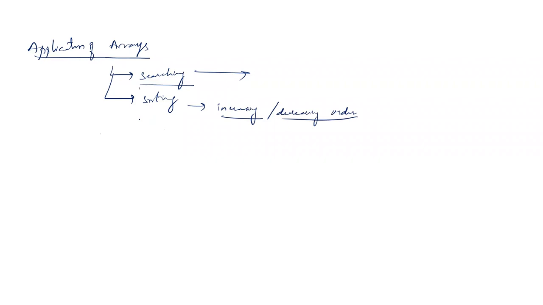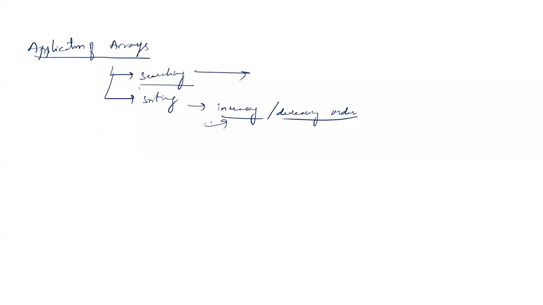Okay, searching and sorting. Searching is to search for a particular element in n number of elements. Sorting is making the elements either in increasing order or in decreasing order. Mostly we deal with increasing order. What is the need of making increasing order or decreasing order?